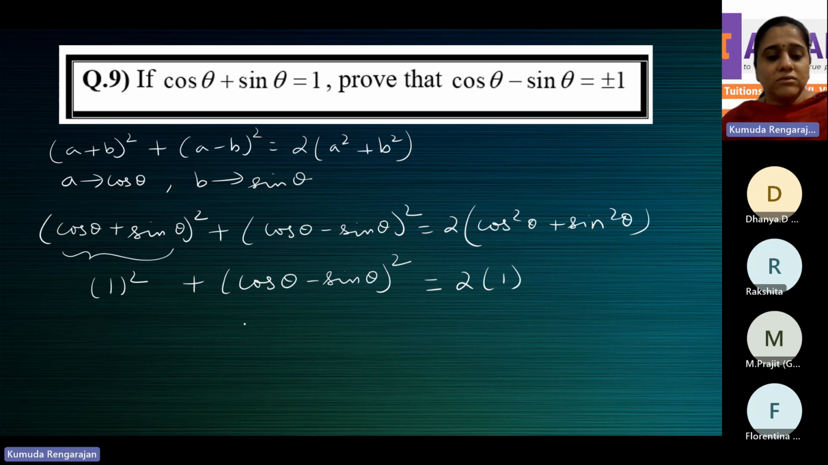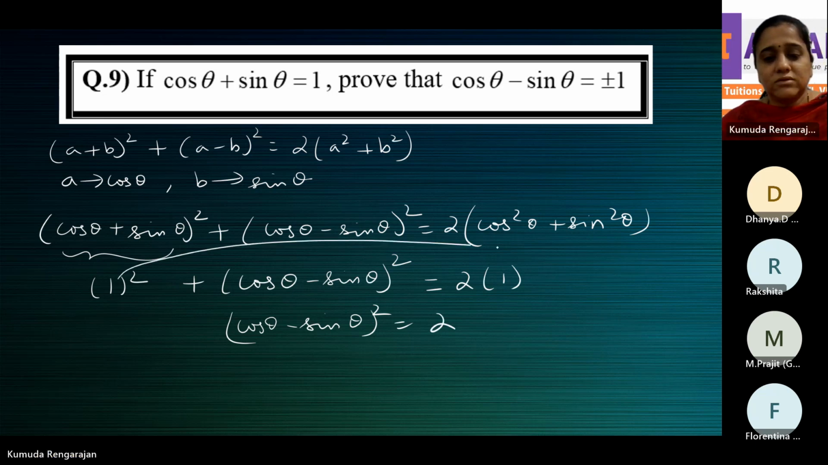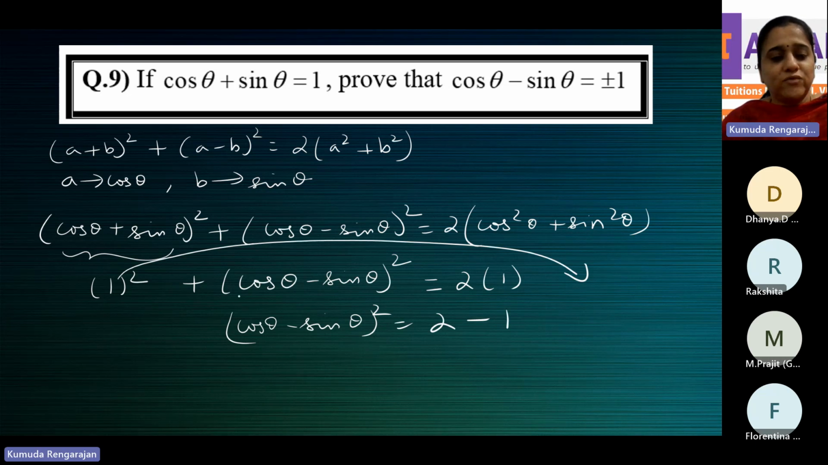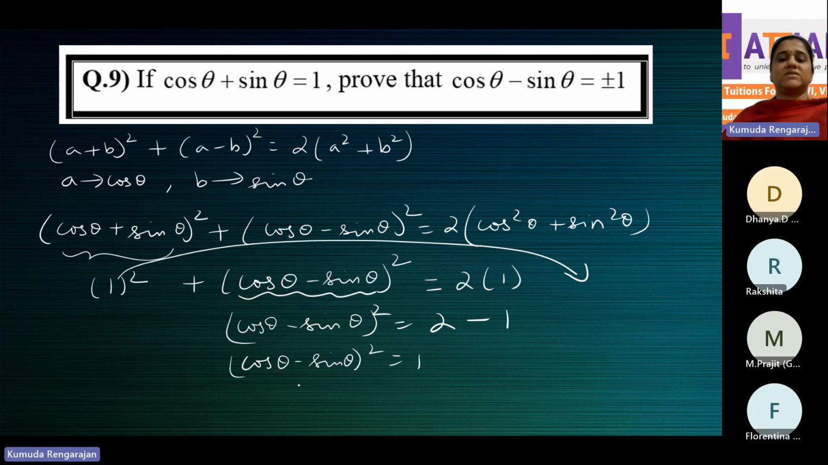Identity. So now cos theta minus sin theta, you should not expand this. The whole square is equal to 2 into 1, 2 minus 1, transpose, minus 1, because you're working to find this one, right? So you must take everybody else to the other side. So we get cos theta minus sin theta the whole square is 1. So cos theta minus sin theta is equal to the square root of 1, which is plus or minus 1. All right?